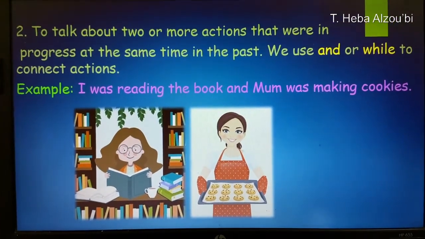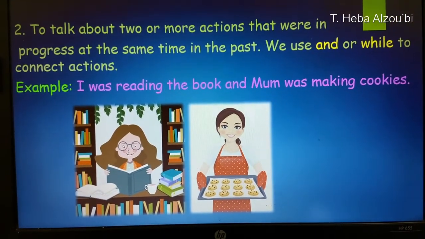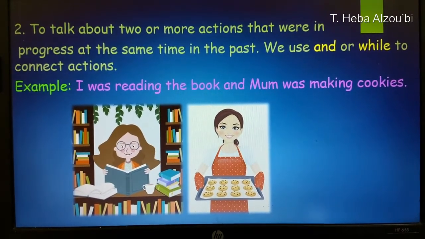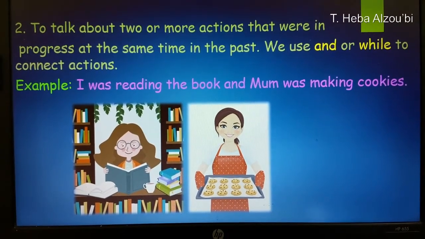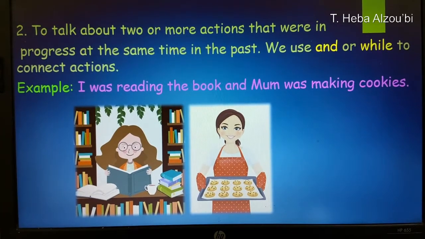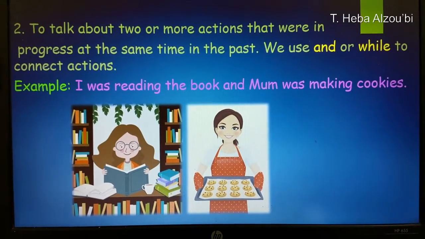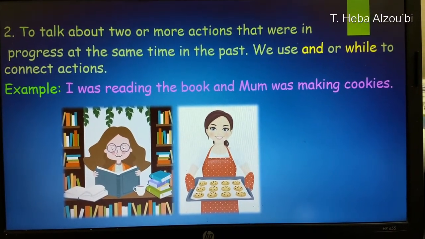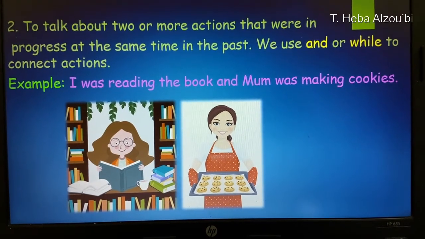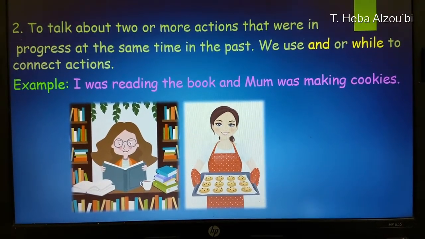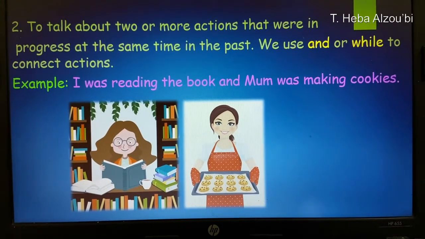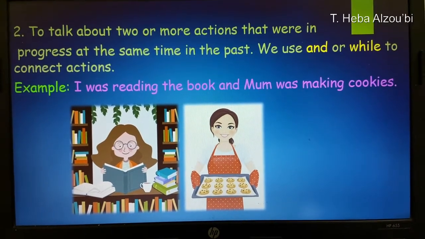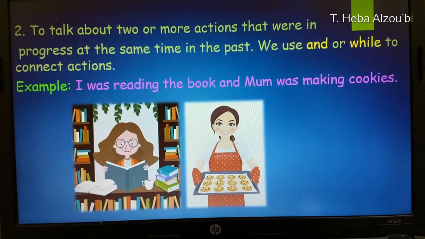Number 2, or the second function, is to talk about two or more actions that were in progress at the same time in the past. We use and or while to connect actions. We use these words, and or while, to connect the two actions that were in progress in the past.